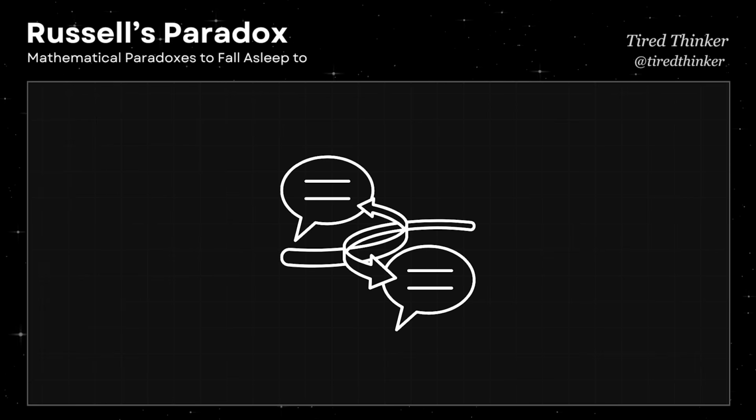The impact of this paradox extends beyond pure mathematics. It shaped the way mathematicians and logicians think about definitions, rules, and consistency. It led to new branches of mathematics that focus on making sure logical systems do not contradict themselves.